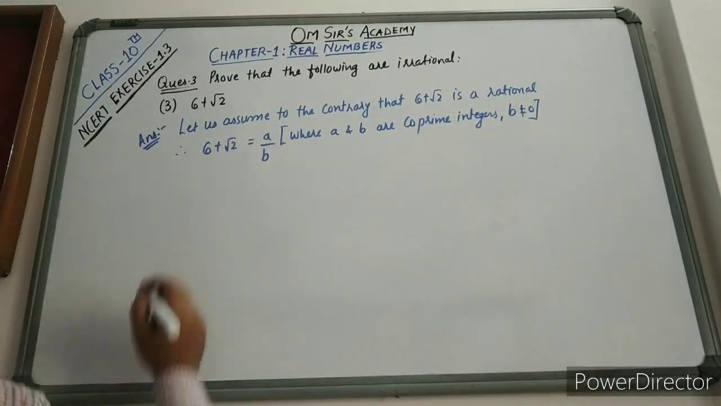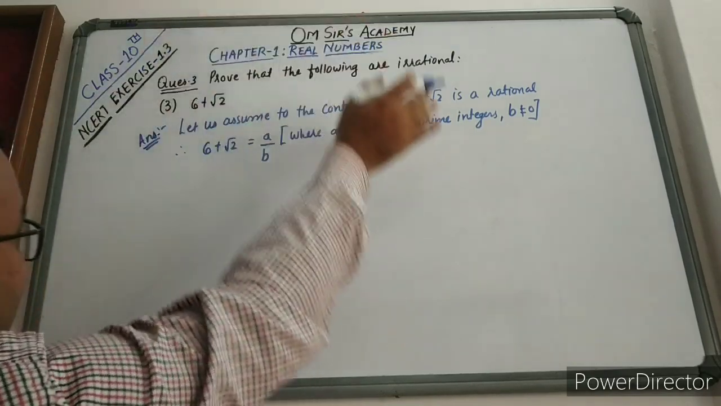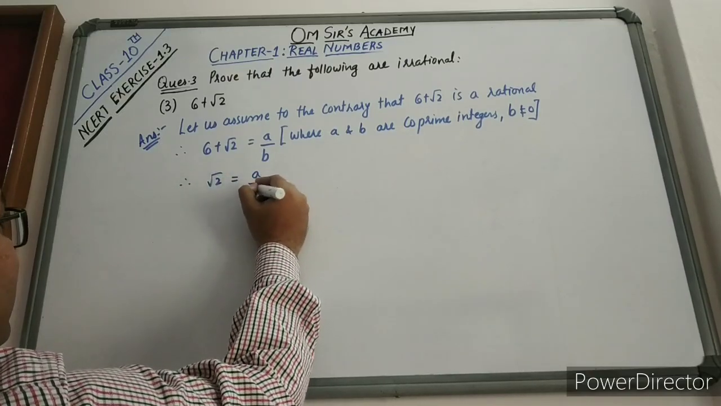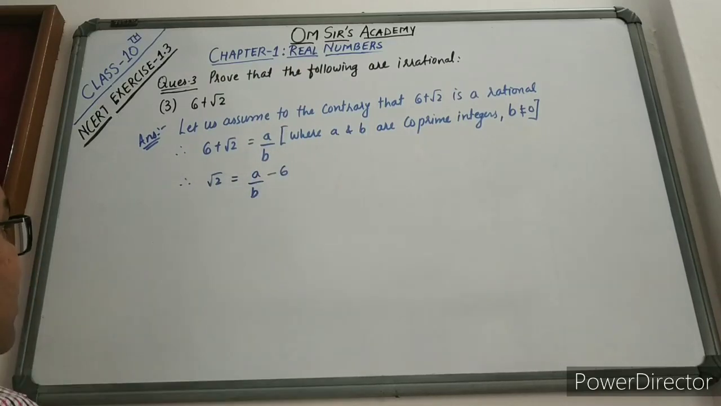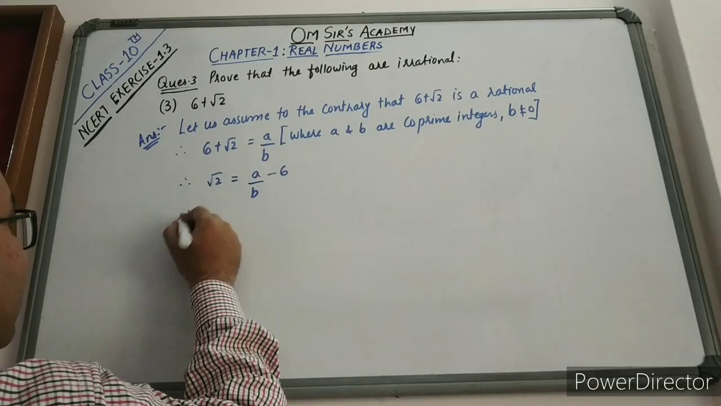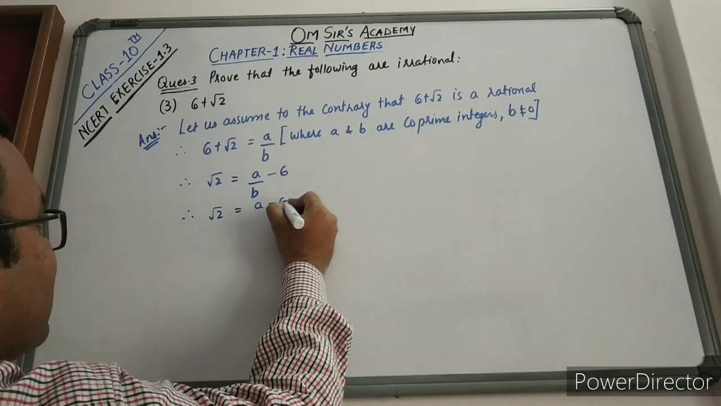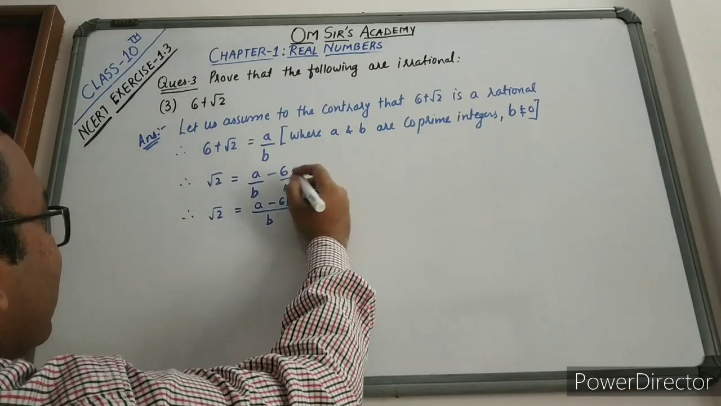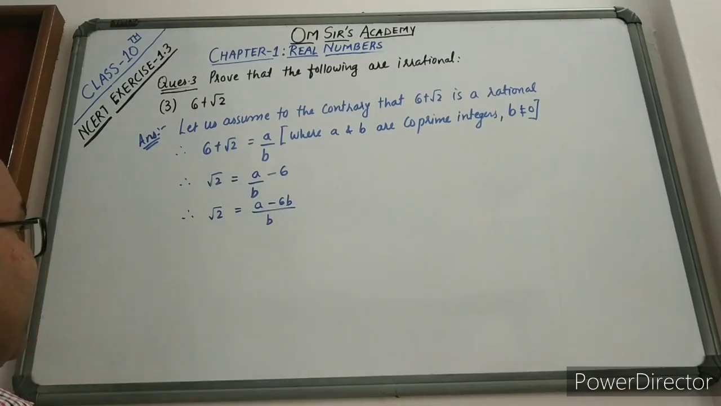A and B both are co-prime integers and B is not equal to 0. Now keeping this root part on the left hand side, I take this 6 to the right hand side. So root 2 will remain as it is, A upon B, this was plus 6. If I take it to the other side, it will become what? Minus 6. And if I take this LCM, root 2 is A minus 6B whole upon B. Here we will take the LCM. If I multiply B to this term, it will become A minus 6B upon B.